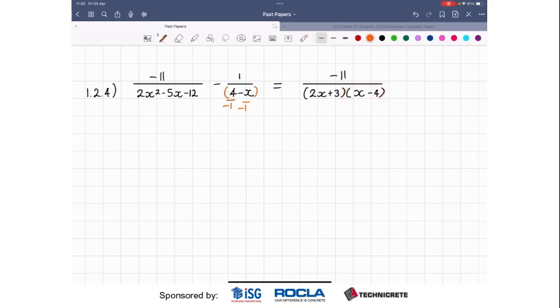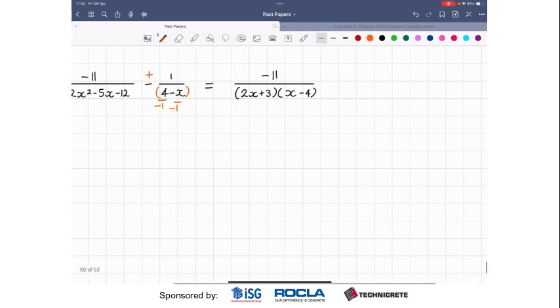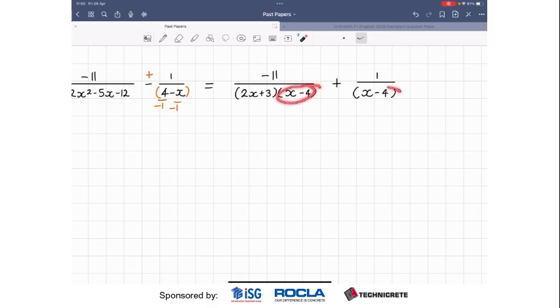But when I do that, I'm going to be changing the sign of the whole fraction, because this negative 1 is coming out, and it's going to change this sign here to be positive. So I can rewrite the second term as positive, 1 stays the same, and now the signs in the brackets have changed. So now I can see that these two have the same factor, and I want the same denominators so that I'm going to be able to add these fractions together.